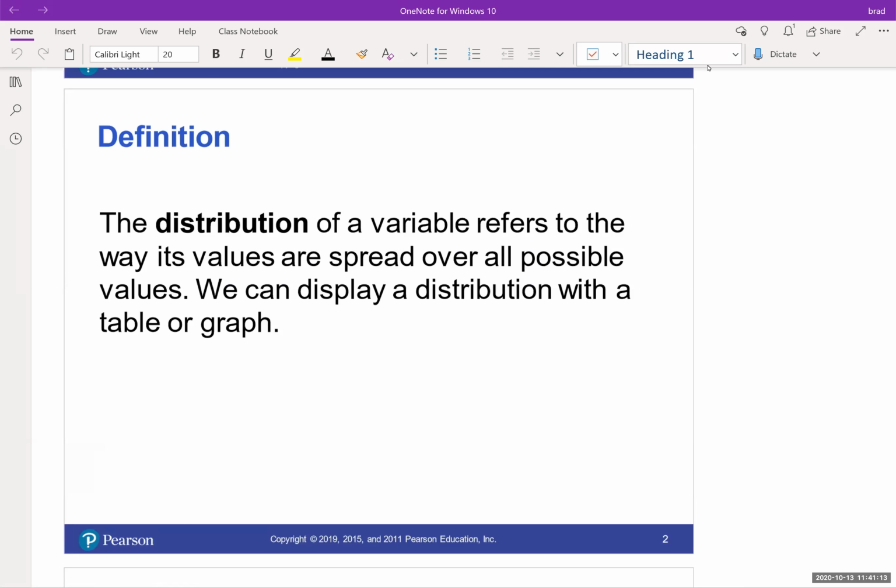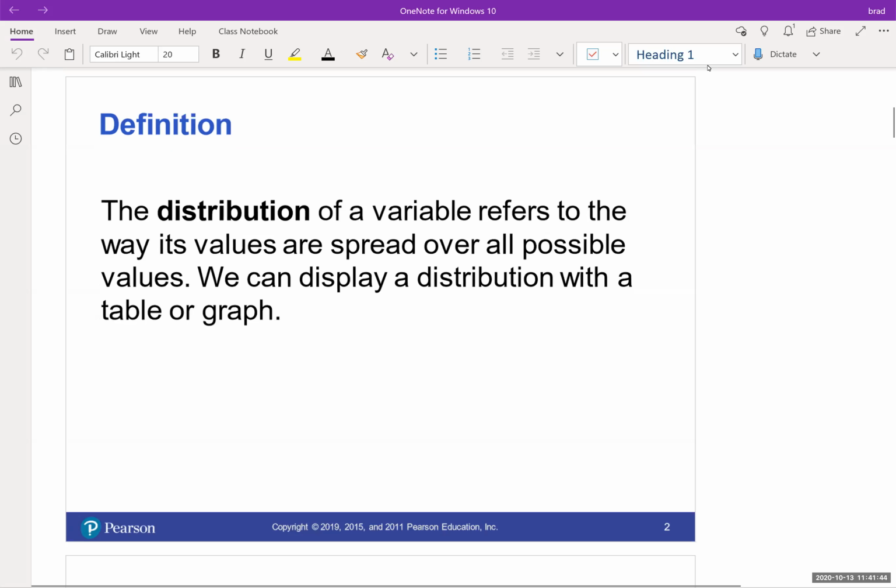So one of the definitions we want to look at is the distribution of a variable, which refers to the way its values are spread over all possible values. We can display a distribution with a table or a graph. So, you could say the number of people chosen on a jury, how many of them are female versus male. What's the probability of getting one female and 11 males, or all 12 female? So that's what the distribution normally refers to.